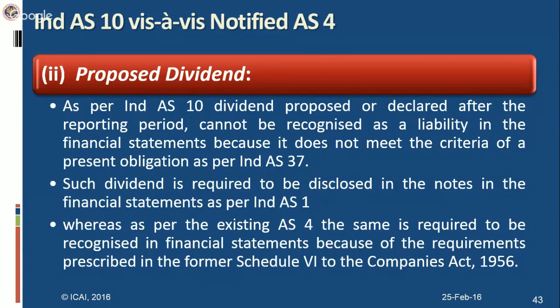At today's point of time, this is the difference because Ind AS 10 does not require adjustment for proposed dividend, only disclosure. Only disclosed, not adjusted. But existing AS4, the same is required to be recognized. Recognized means you have to provide for it. That means the financial statements are adjusted.